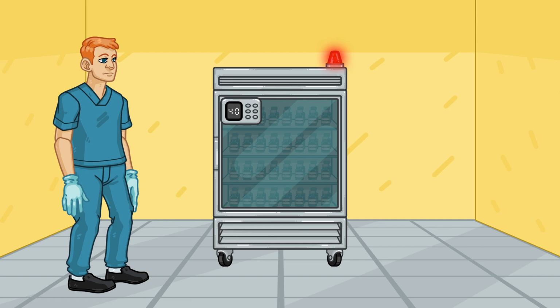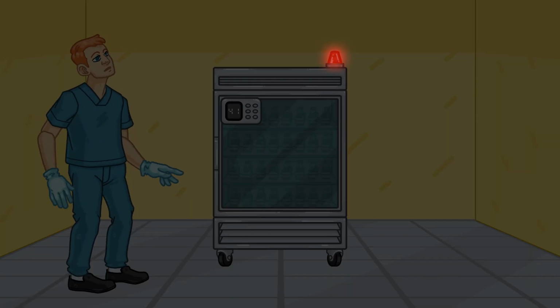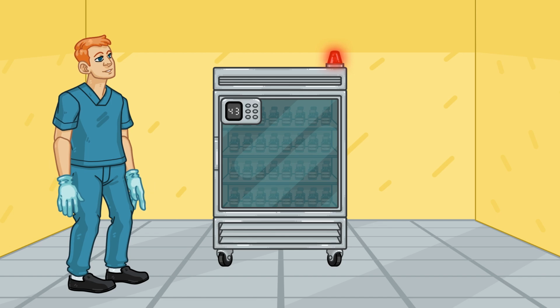Many healthcare facilities also have backup generators so that refrigeration units can maintain temperature during power outages. Lastly, all cold storage locations undergo frequent maintenance to ensure they are in good condition.